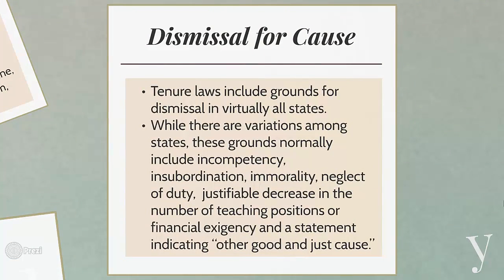Tenure laws include grounds for dismissal in virtually all states. While there are variations among states, these grounds normally include incompetency, insubordination, immorality, neglect of duty, justifiable decrease in the number of teaching positions, or financial exigency, and a statement indicating other good or just cause.